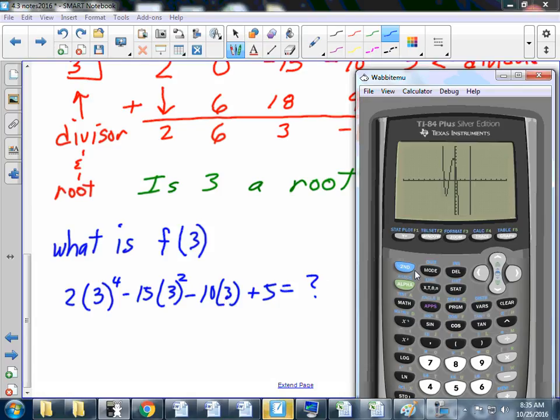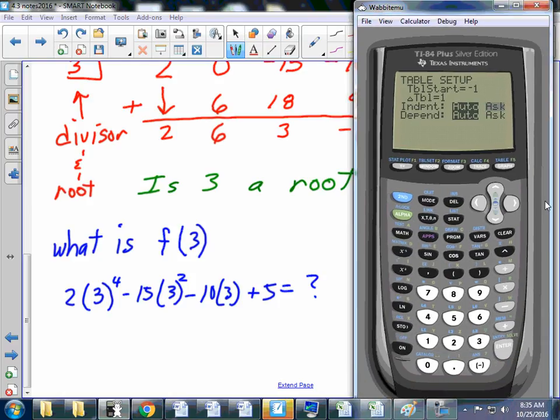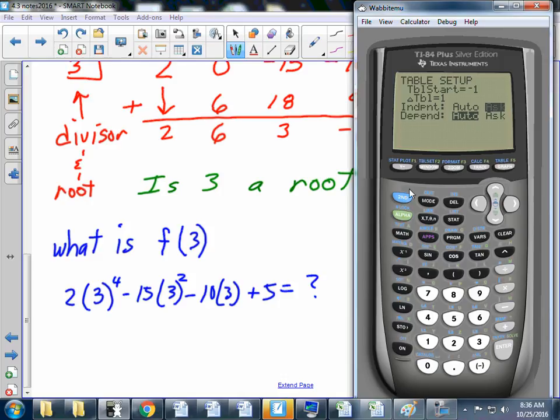And some of you may know this already. If you have this equation in your equation editor, which we do, you can go second table set. You can go down here instead of change table and start table. You can go down here to ask on your independent variable. Ask. Then hit enter. Go to ask, that's second table set. Scroll down to ask. Go to second table.